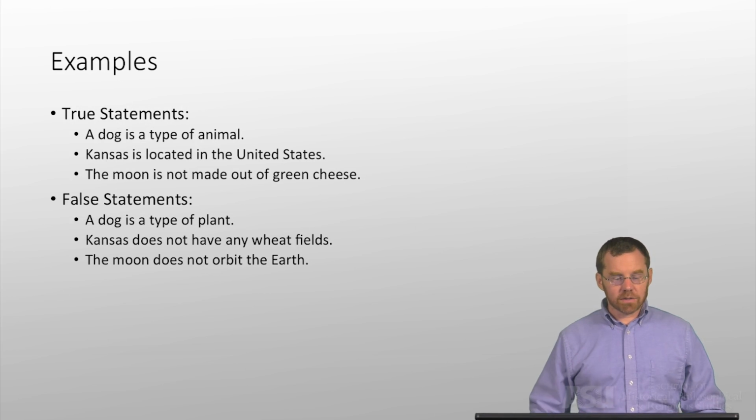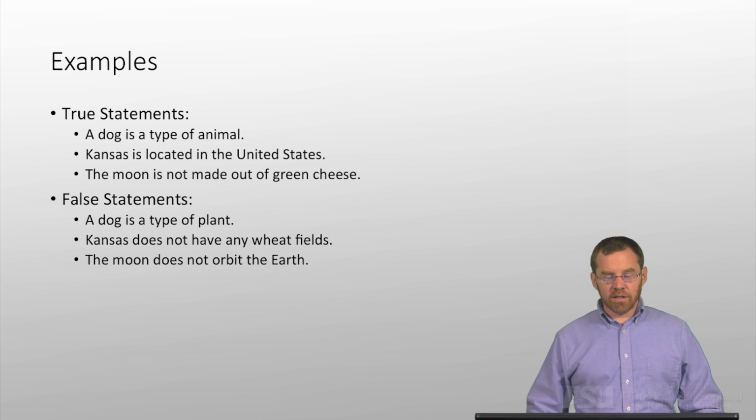Here are some true statements. A dog is a type of animal. Kansas is located in the United States. The moon is not made of green cheese. If you know basic facts about science, geography, etc., you know these things are true.